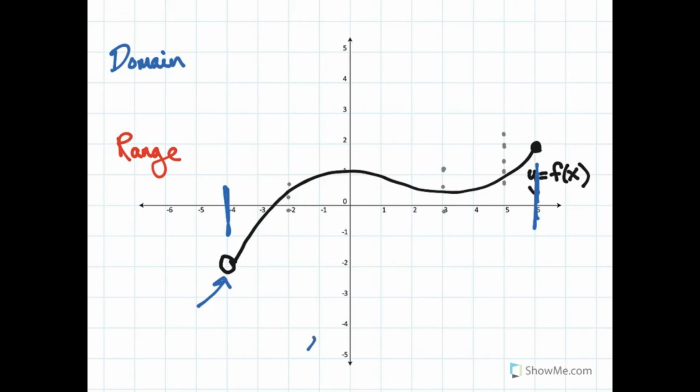So the domain is this interval from -4, not including -4, up to 6, and including 6 because I have a solid circle there. I can't put -5 into the function and find an output because the graph doesn't go there. So I don't know what value it might be. It doesn't exist as a value.